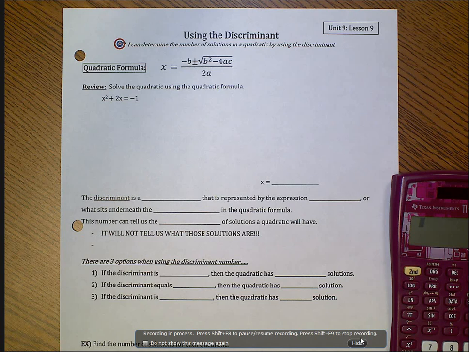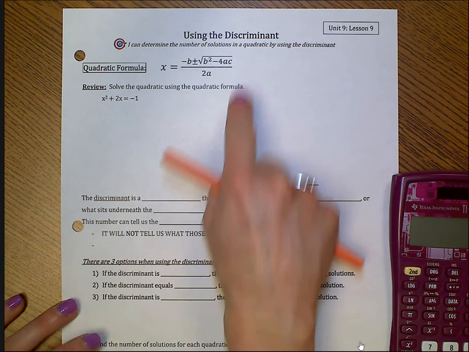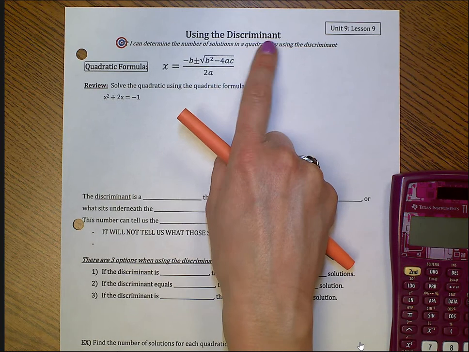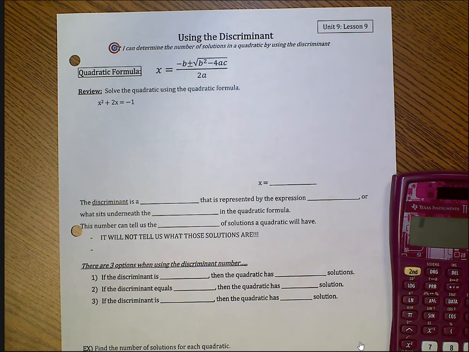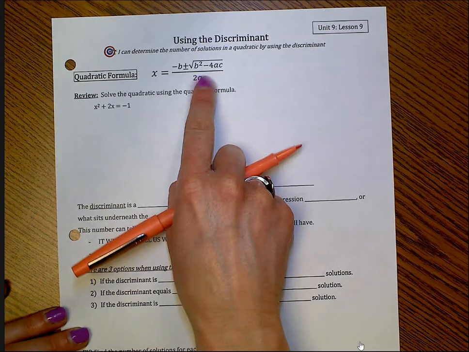So we've officially done all of the methods that you can use for solving a quadratic. We're fresh off the quadratic formula. Today we're going to be looking at a part of the quadratic formula, which is called the discriminant, and I'm going to show you how you use this thing that's called a discriminant. So before we get into what that word means, let's review solving using the quadratic formula.